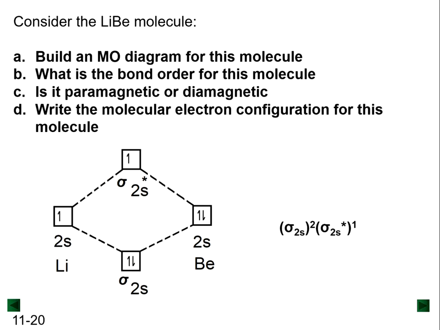Finally, we can write out the molecular electron configuration for this molecule using the center molecular orbitals. We first write the lower energy, the sigma 2s, so it's a sigma 2s2, and then we take the upper orbital, sigma 2s star 1. So there's 2 electrons in the bonding, 1 in the antibonding. So we have a sigma 2s2, sigma 2s star 1.